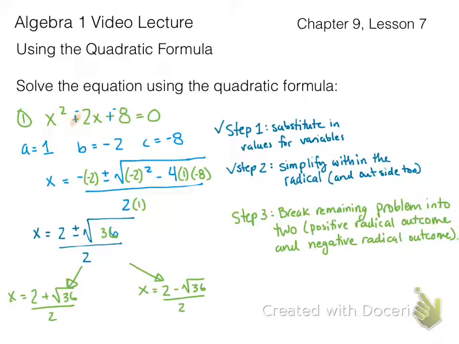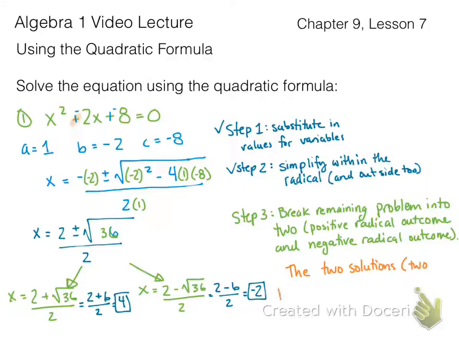So let's simplify each of these. The square root of 36 is 6. And so I have 2 plus 6 over 2, which is 4, and I have 2 minus 6 over 2, which is -2. So the 2 solutions, the 2 places where the parabola intercepts the x-axis, are 4 and -2.